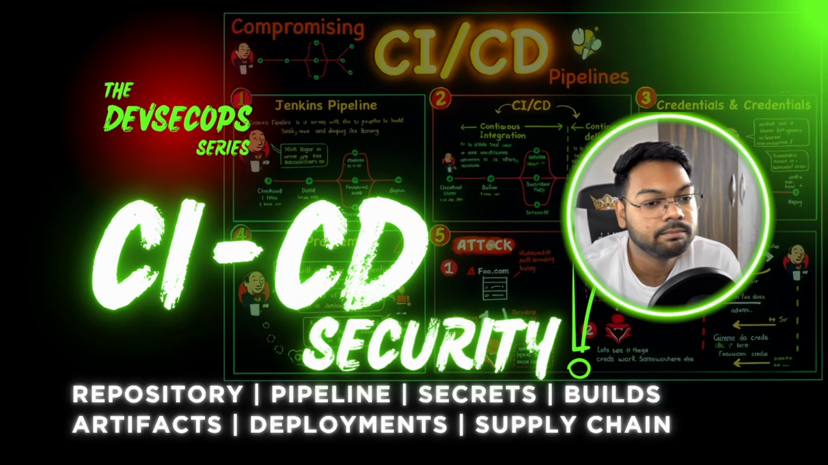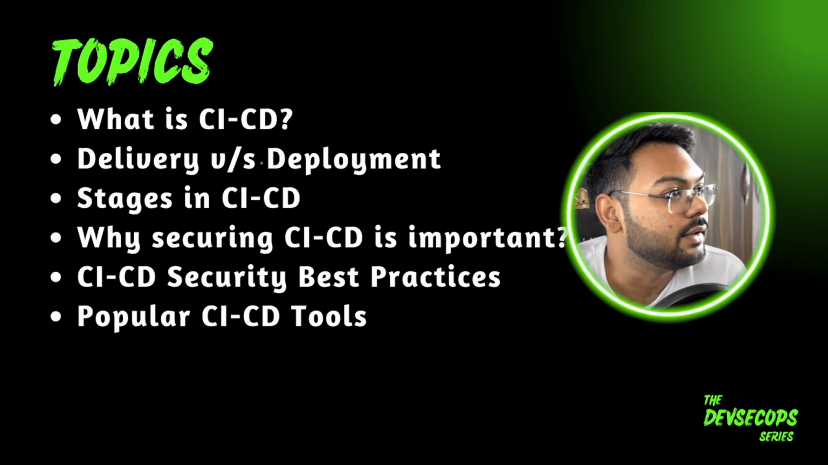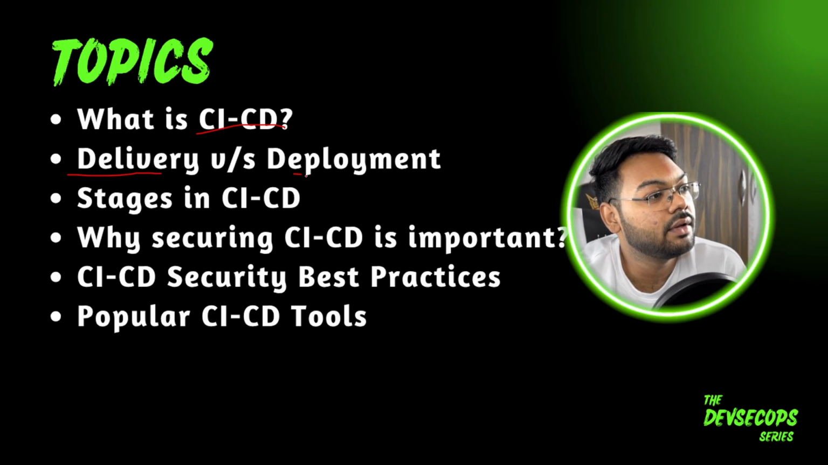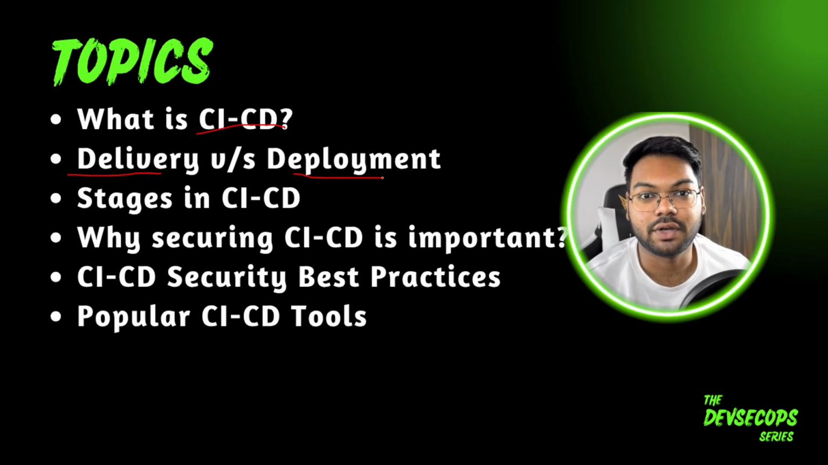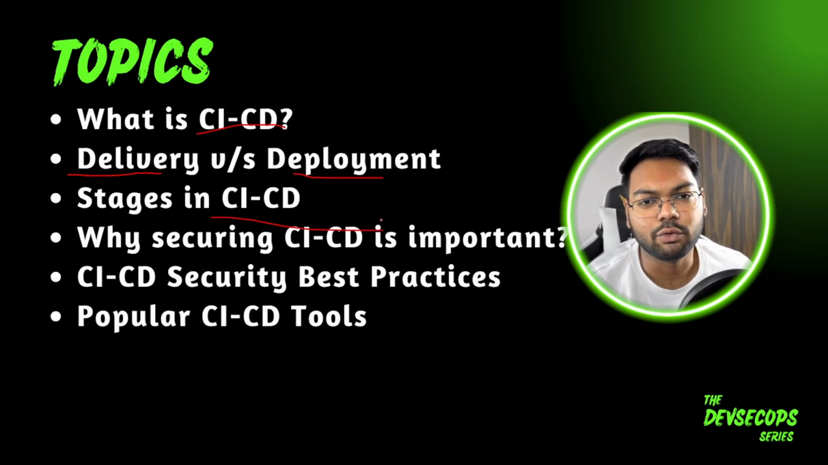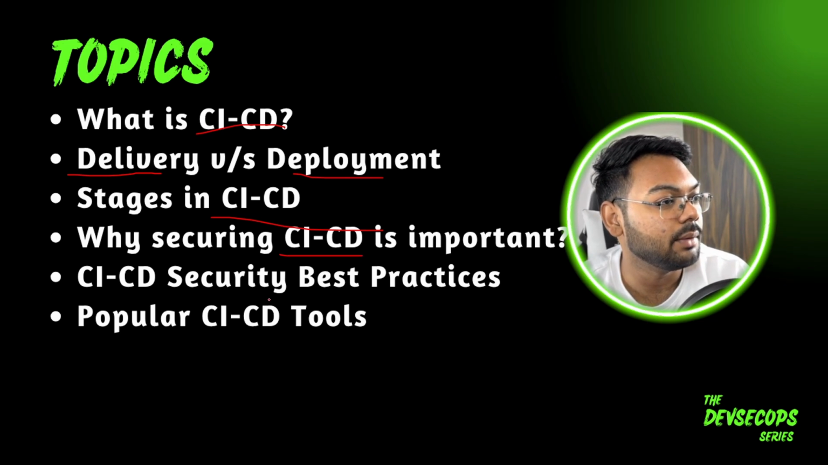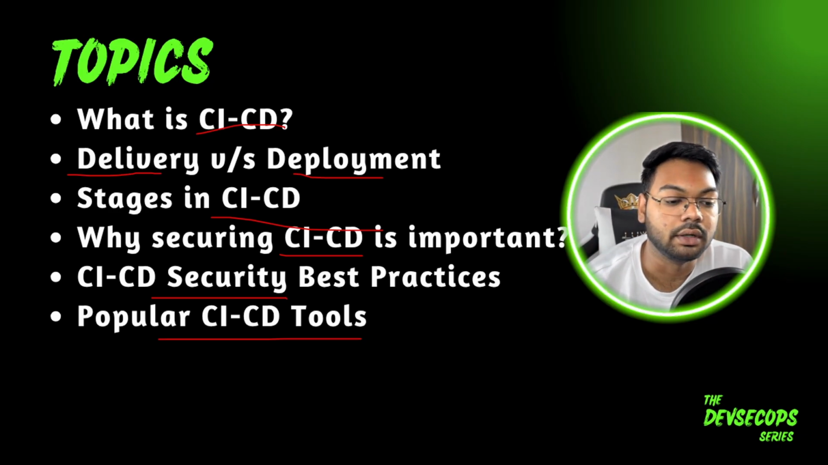So without giving too much thought to these things, let's see what CI/CD is, the very first important thing that we are going to learn. Then the difference between delivery versus deployment. It is basically a part of DevOps topics, but until you have the entire understanding of what CI/CD is, what the difference between these things is, and what the different stages are, you don't really get how to integrate security in that stuff. So then why CI/CD is important? Then CI/CD security best practices and popular CI/CD tools that we are going to learn today.